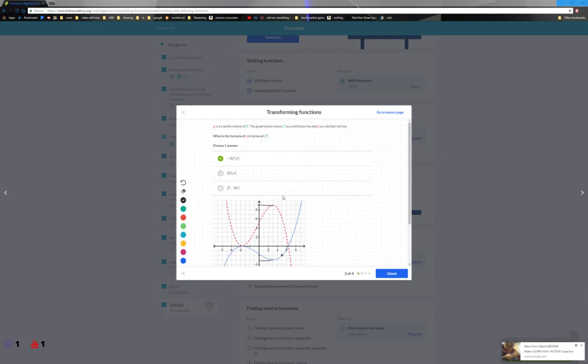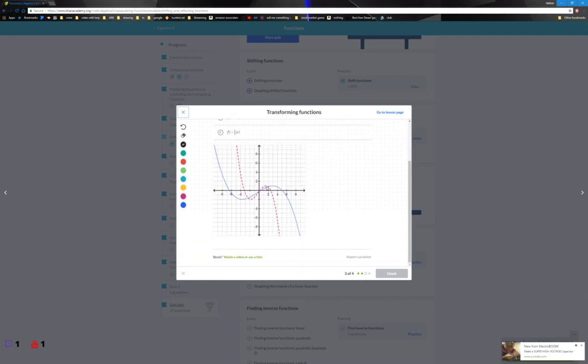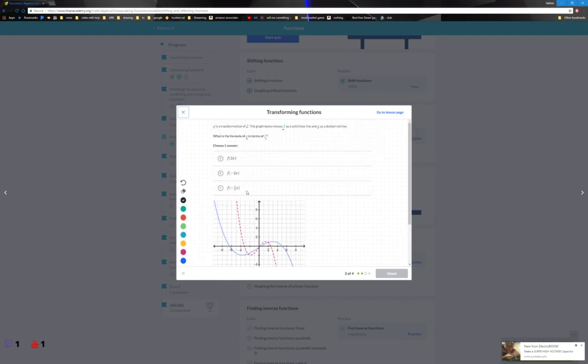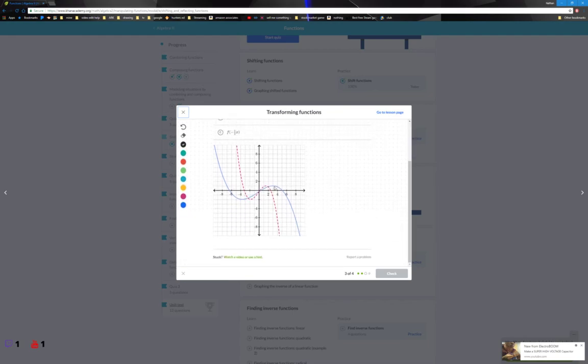Anyways, we'll check that we got it right, and we did. So g is a transformation of f, and the graph below shows f as a solid blue line and g as a dotted red line. So what's the formula of g in terms of f? One second, guys. There we go. All right, just had a brain freeze for a second.